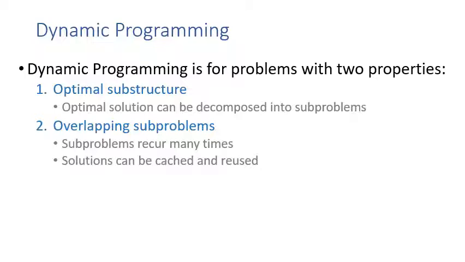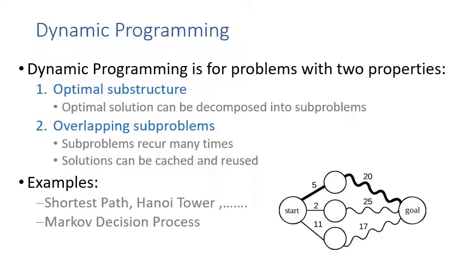So a problem can be solved by dynamic programming if it satisfies two properties. First, it has an optimal substructure, which means that its optimal solution can be decomposed into subproblems. Second, the problem has overlapping subproblems. The subproblems reoccur many times and the solutions can be cached and reused. Some famous computer science examples include shortest path and Hanoi Tower. And of course, the Markov decision process satisfies the dynamic programming properties.